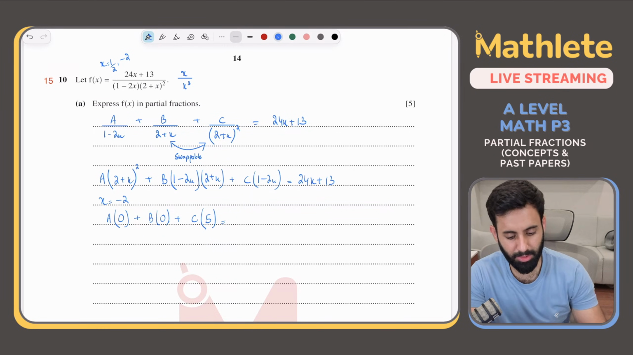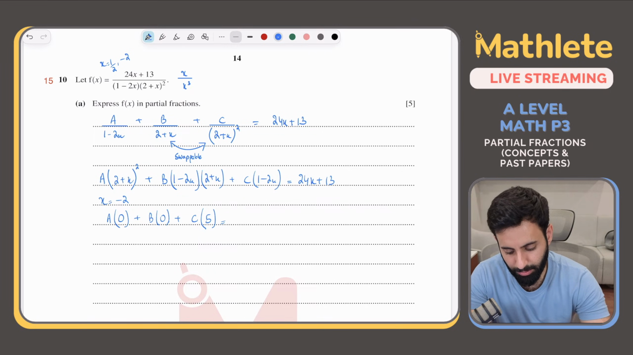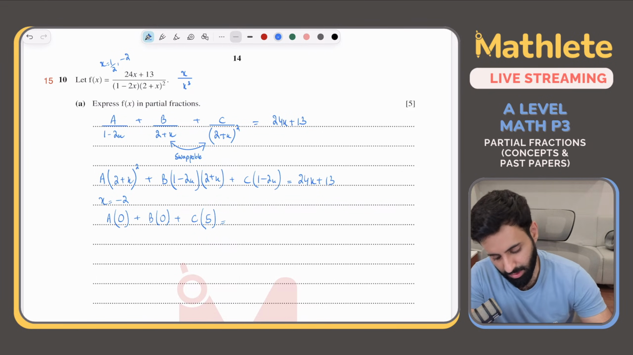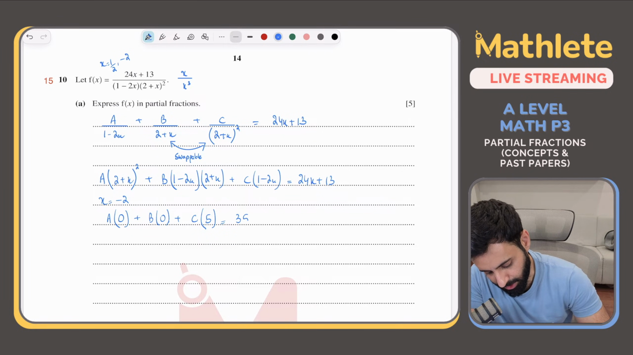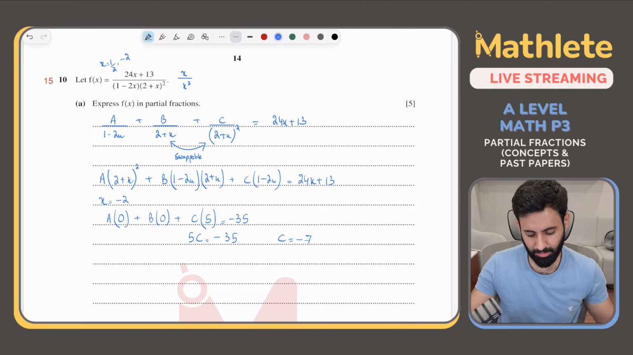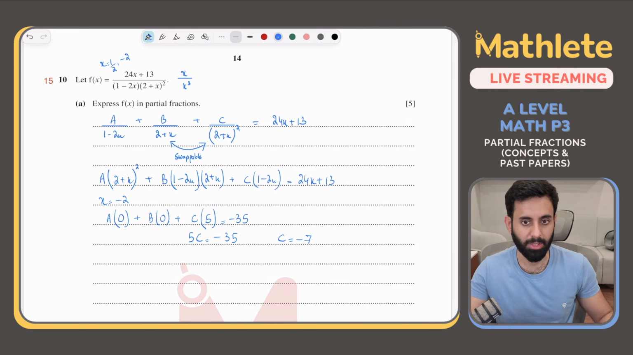And for this, I better use a calculator. 24 times minus 2 plus 13 is equal to minus 35, which gives us 5C equals minus 35, so the value of C is minus 7. Okay, the value of C is found: minus 7.